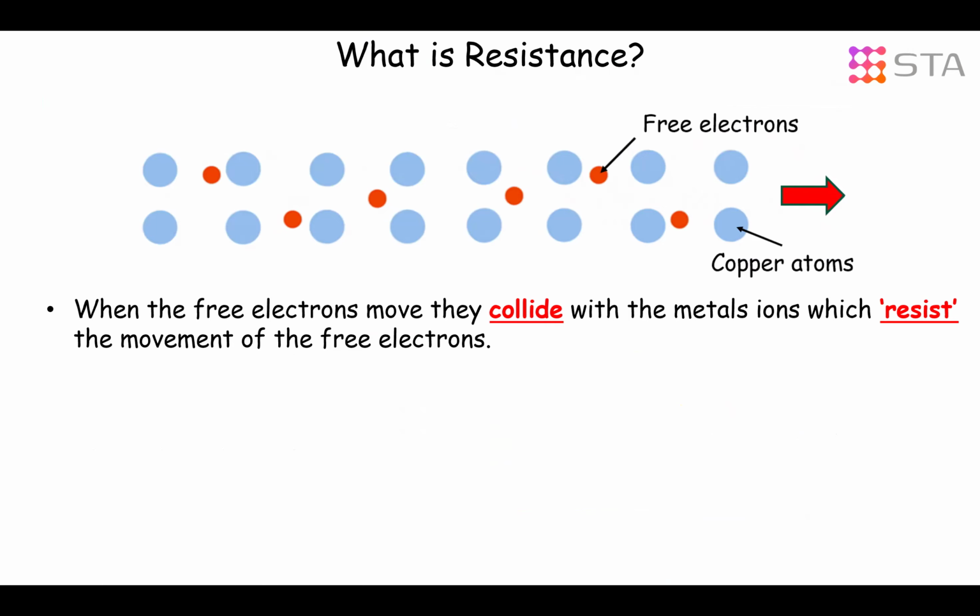Now, when the free electrons move, they collide with the metal ions, which resist the movement of the free electrons. So you can see in this model that resistance is basically resistance to the flow of free electrons through the copper wire.